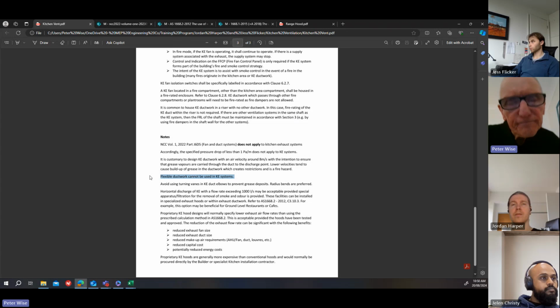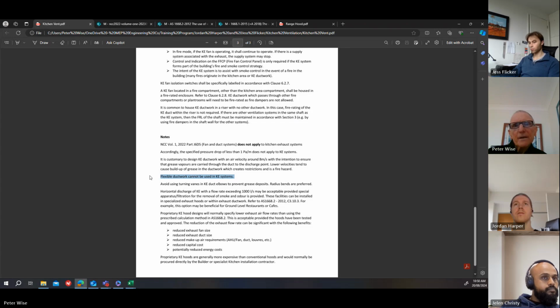If you've got a proprietary style exhaust hood, which has exhaust and supply, then the supply air connecting to the hood can be flexible because that's an outside air makeup system. And that's just like an air conditioning system. It can be a flexible duct, but not on the exhaust side.